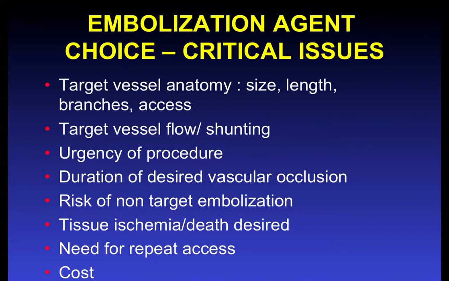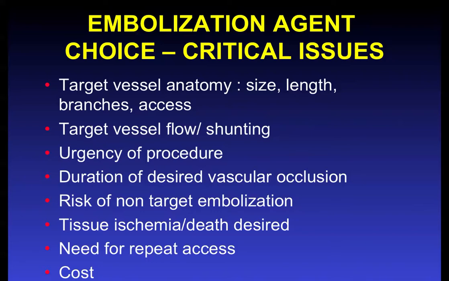What's the flow like in the target vessel? Is there shunting? Is it high flow? Matt Johnson's going to talk about that in a few minutes in a little more detail. What's the urgency of the procedure? Do we have all kinds of time to do an elegant microcoil embolization, or do we have to just get in there and stop someone from bleeding to death? Do we want this to be a permanent occlusion, or do we want these vessels to open back up again?